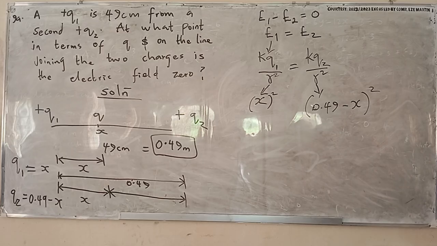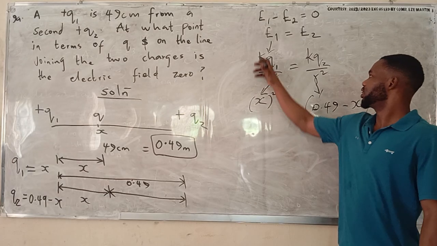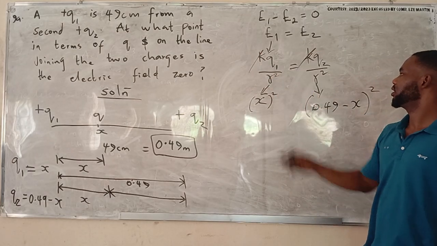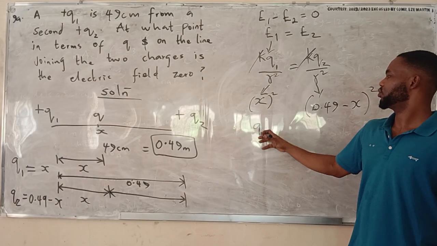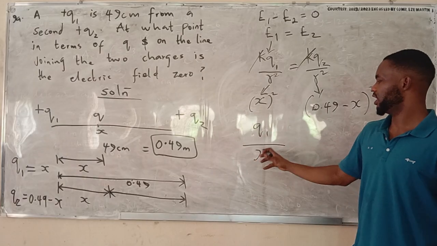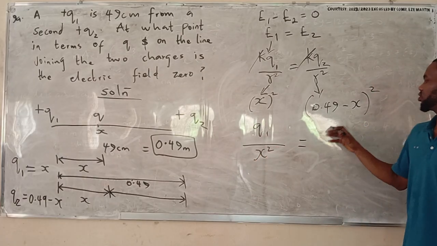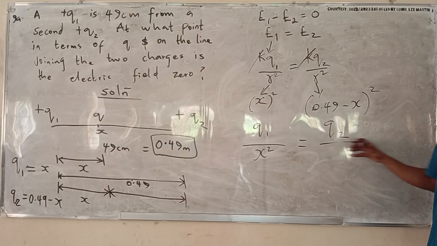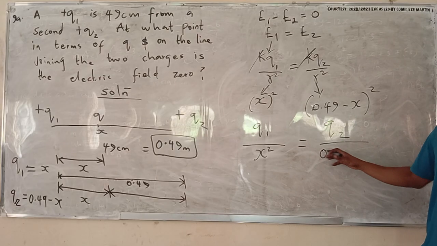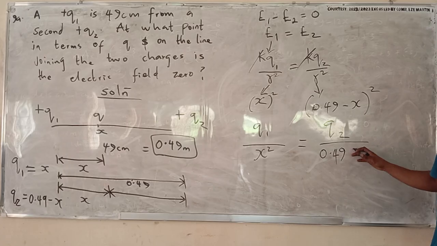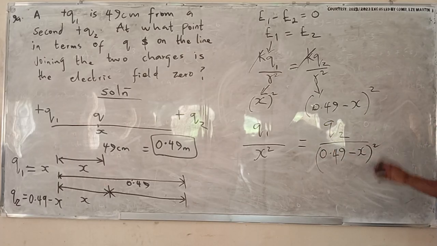So if I've done that, I can now substitute. k will cancel k, so that I will now have q1 over x squared equals q2 over (0.49 minus x) all squared. Remember that my goal is to make x the subject of the formula.